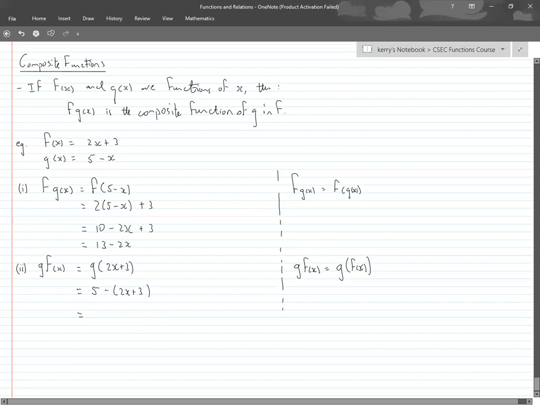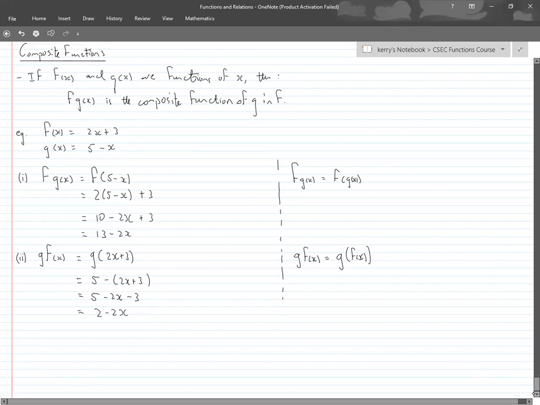If I had left out the brackets, I would just get 5 minus 2x plus 3. But the correct thing is, if we look at this, it is 5 minus 2x because this is minus 1 here. And minus by plus will give you a minus 3. And this will give us 5 minus 3 is 2 minus 2x.